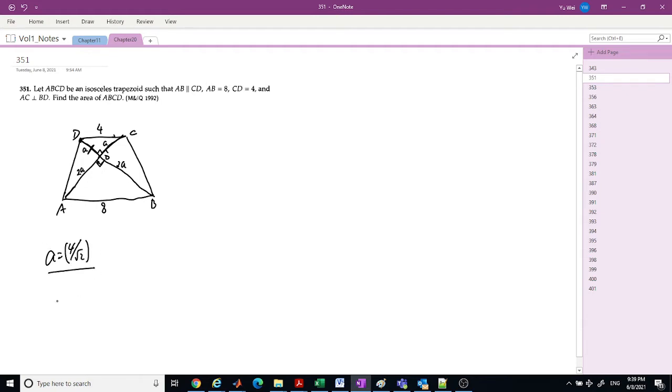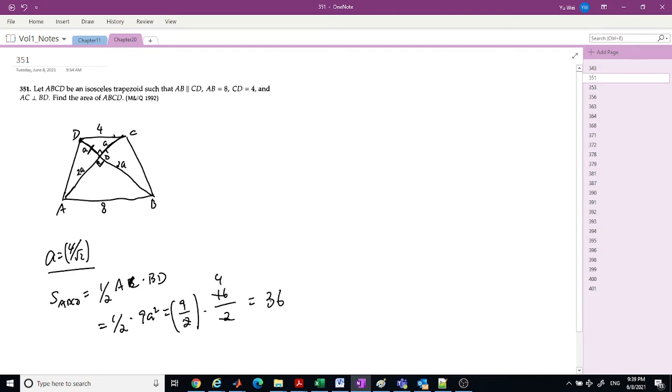Now the area of ABCD is equal to half of the two diagonals, AC times BD, which is half of 3A times 3A. 9A squared is 9 over 2, then times 16 over 2. Now this one is 4, so the answer is 36.